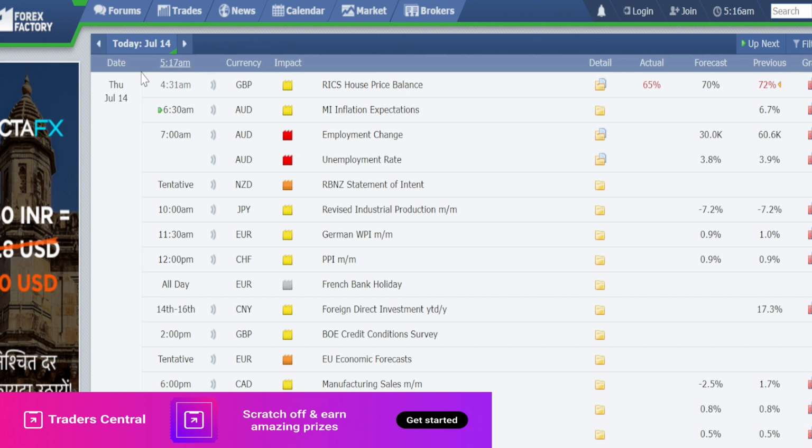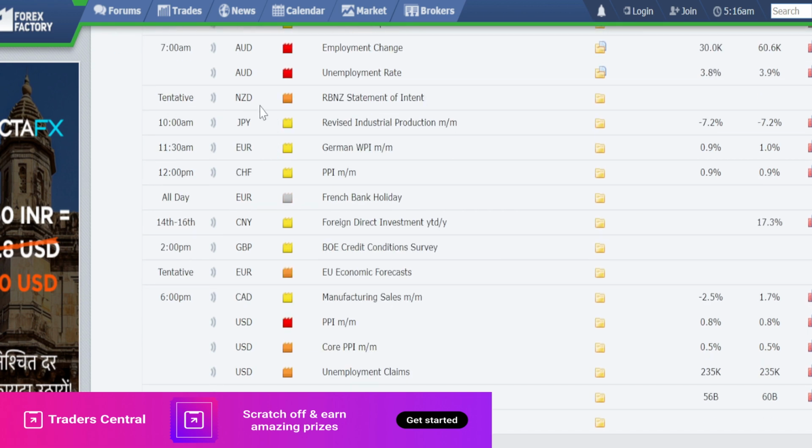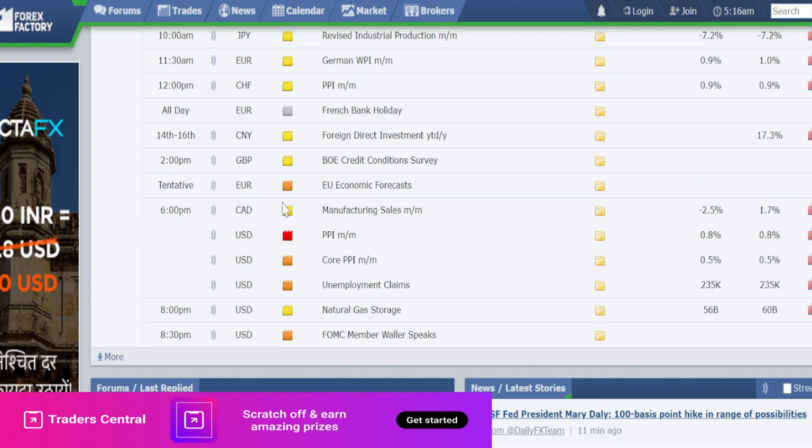Let us look at the economical events calendar for today. Today is Thursday, July 14th. At 7 AM we have high impacting news planned for Australian dollar related currency pairs. Again we have a tentative medium impacting news on New Zealand dollar. Also we have a French bank holiday today. Again we have a medium impacting news on euro related currency pairs. From 6 PM we have lots of news planned for US dollar related currency pairs, varying from high impacting news to medium impacting news. So while planning for your trades, consider these events also in your plans.